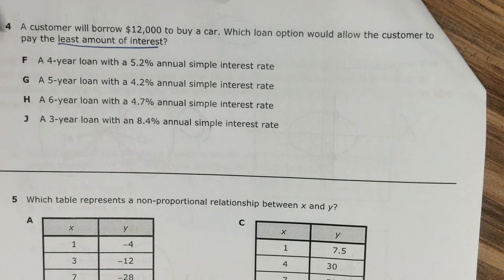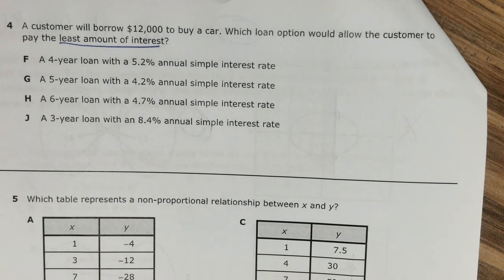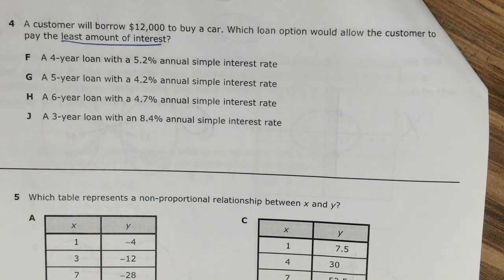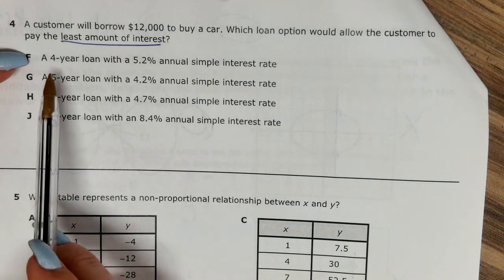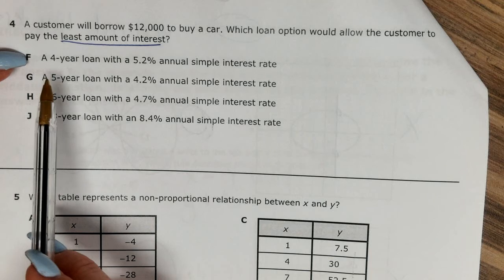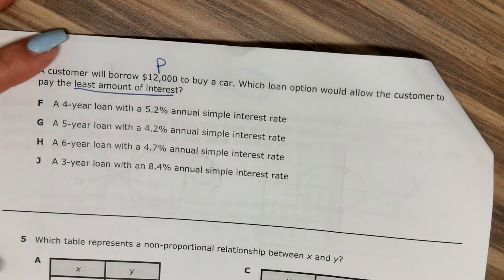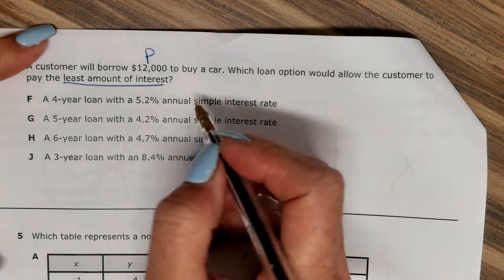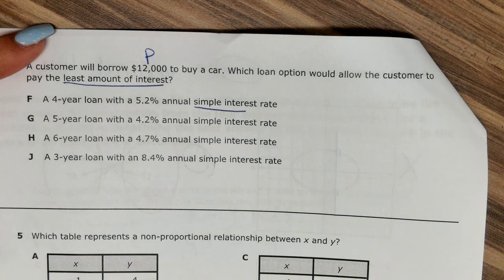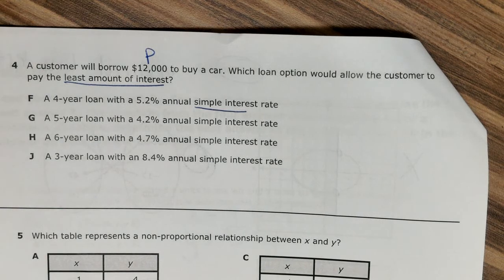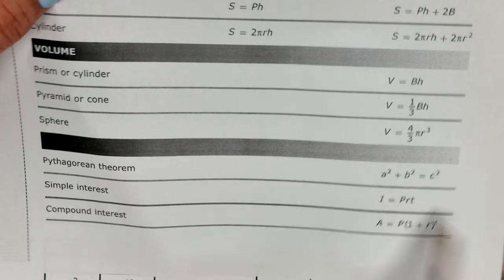How many problems did you have to do in this question? Why did you have to do 4? There's 4 answer choices, all with different stuff. This is the principal, yes? So on all of these, you were going to do which formula? Simple interest. So I go to my star chart. Everybody better be paying attention. Here's the formula for simple interest, PRT.